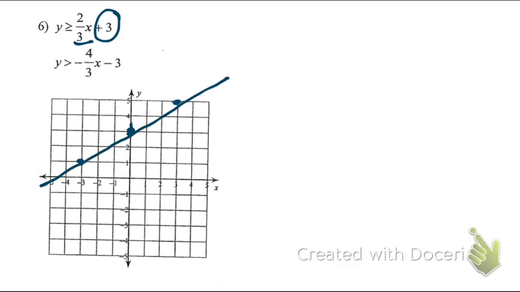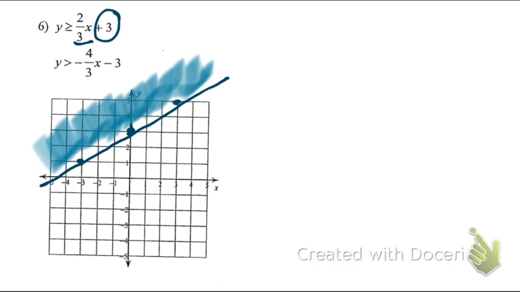Now it says y is greater than that. So what I'm going to do is shade everything above, and it also includes the line itself. So now let's look at our second one.